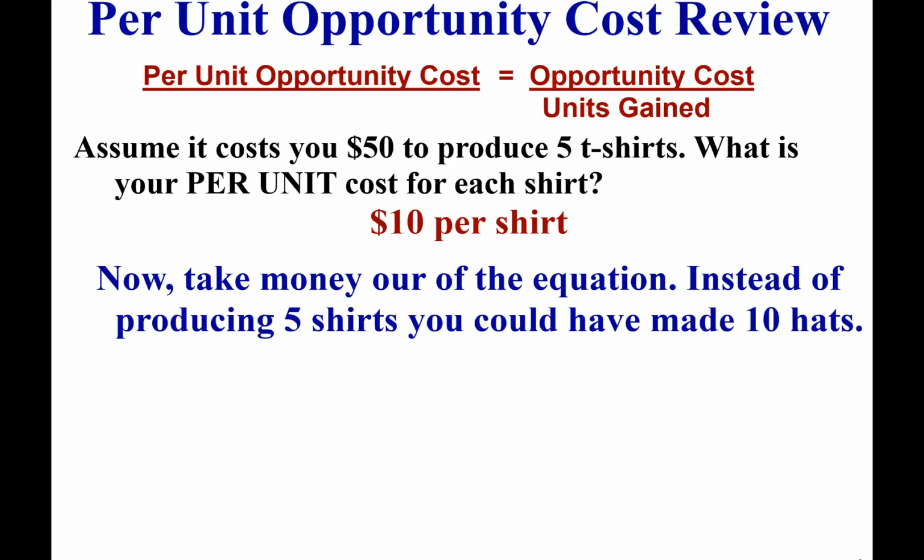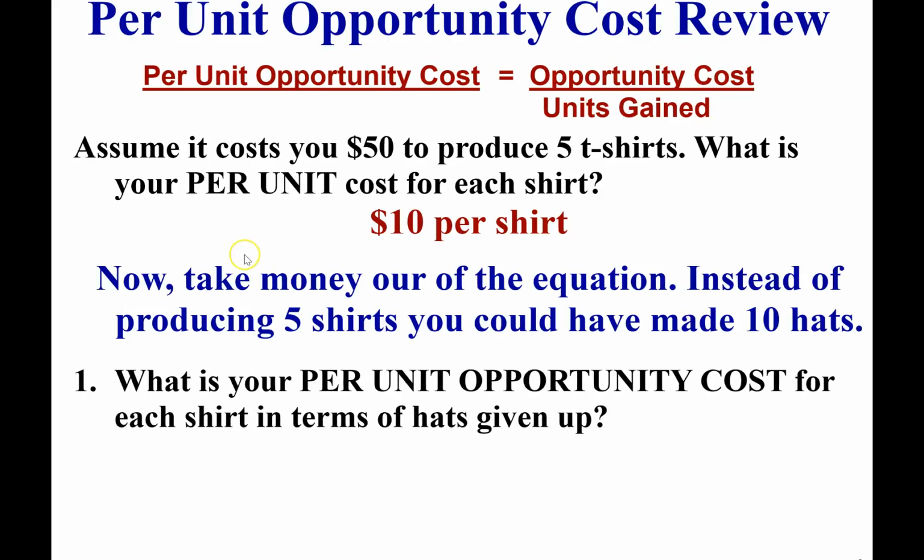So now instead of producing 5 shirts, let's say you could have made 10 hats. And so you should be able to calculate your per unit opportunity cost for each shirt in terms of how many hats that you gave up. You made the choice to produce shirts instead of hats, so what did you give up in terms of hat production? So here you can see that for each shirt you produced, you gave up 2 hats.